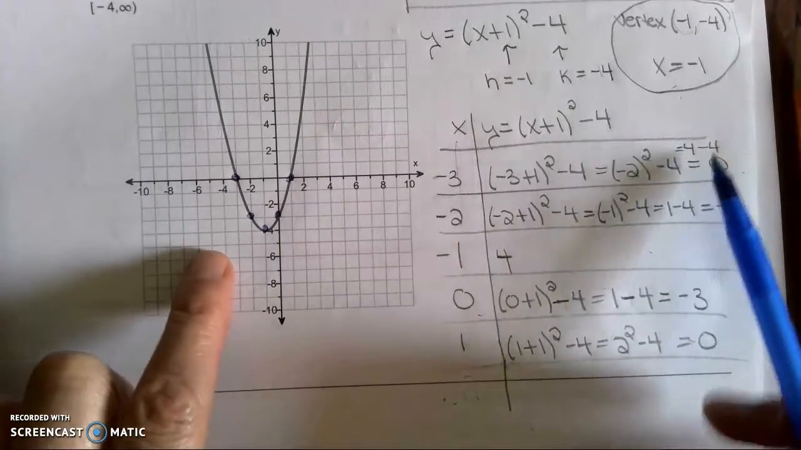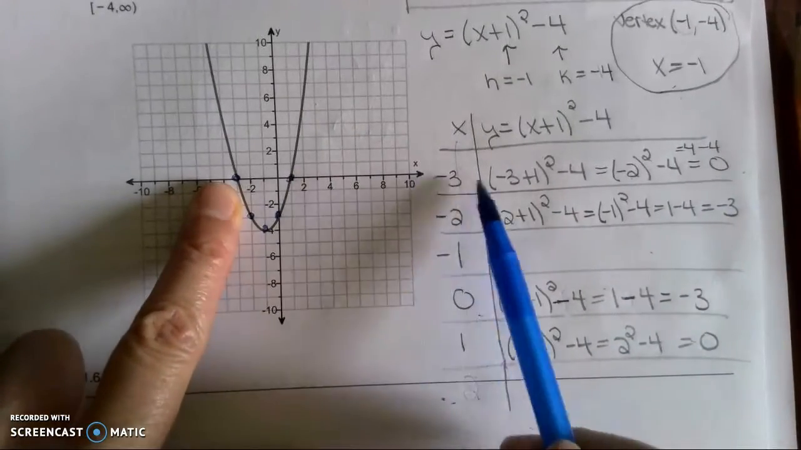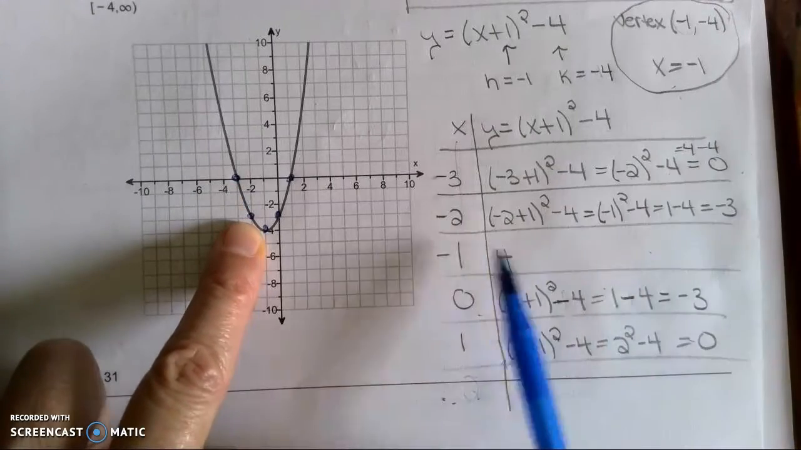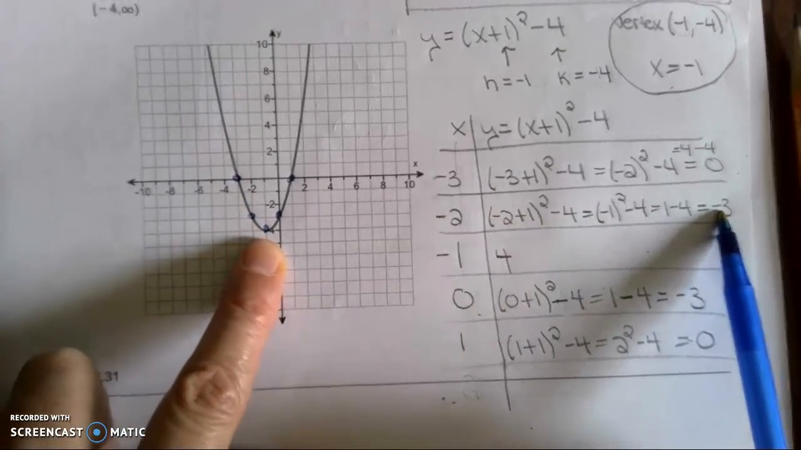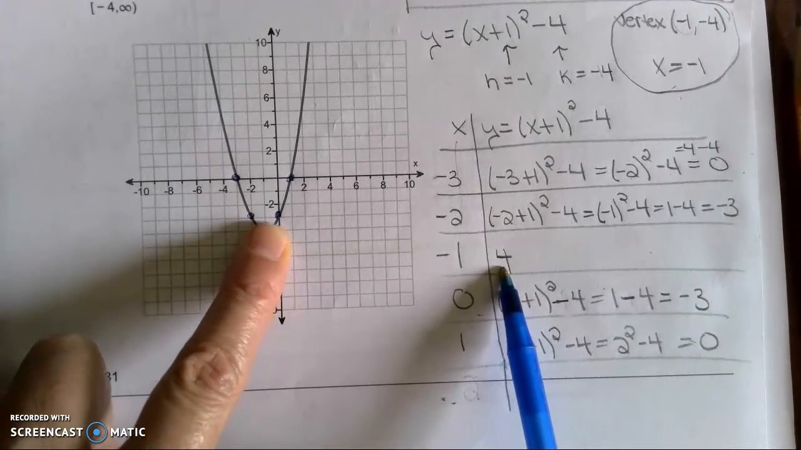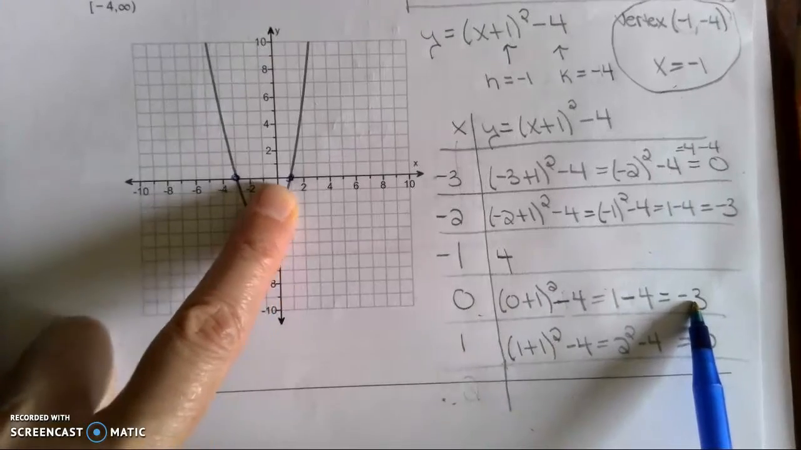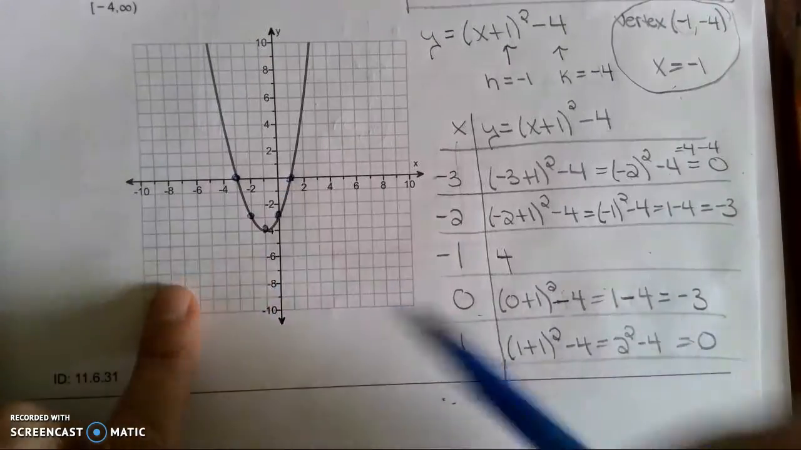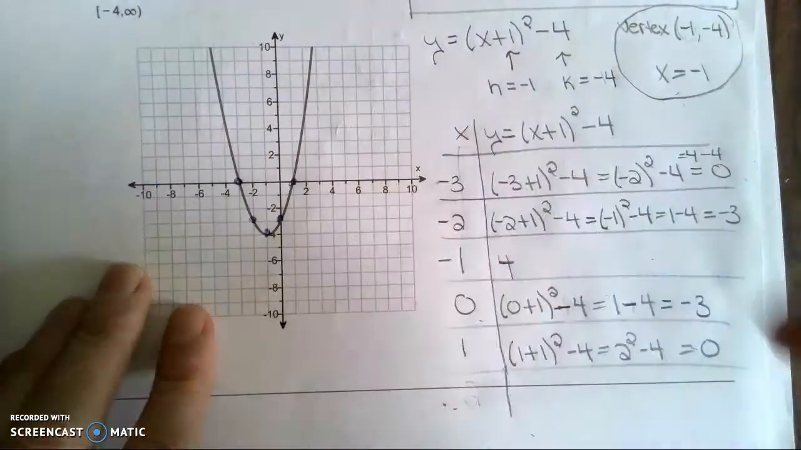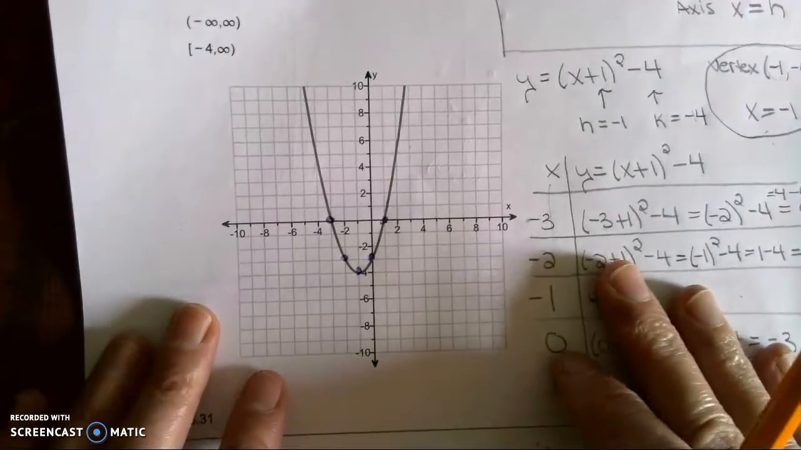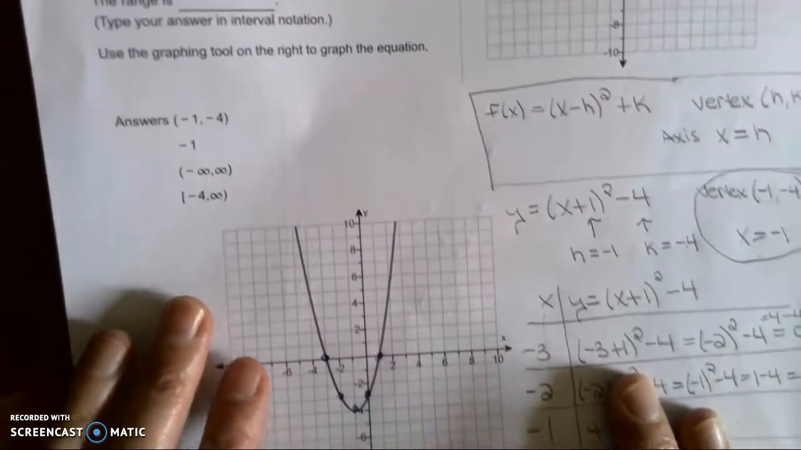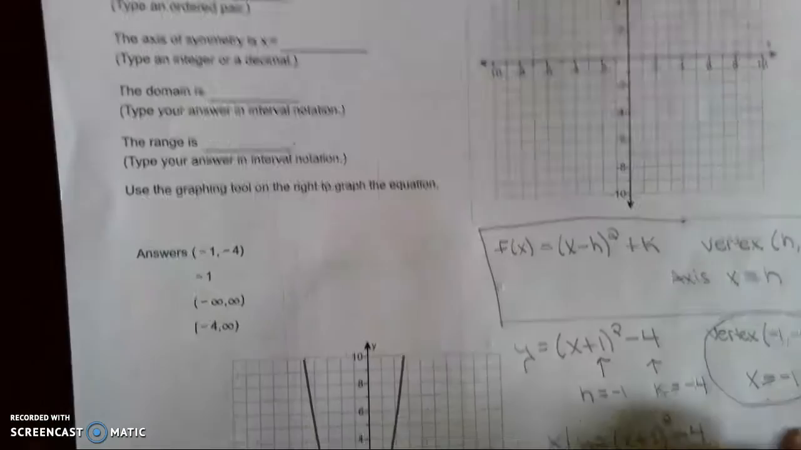Okay, so I went ahead and plotted these points over here. This is (negative 3, 0). This one's (negative 2, negative 3). Here's my vertex, (negative 1, negative 4). And then we have (0, negative 3). And finally we have (1, 0). So now we have enough to graph our parabola, and then you want to connect it with a tool in MyMathLab. Okay, so let's go back and answer the questions now.